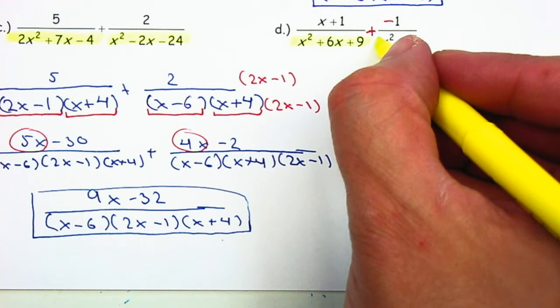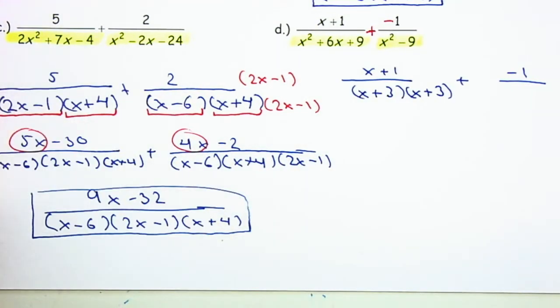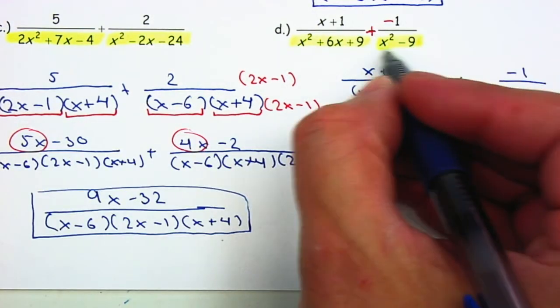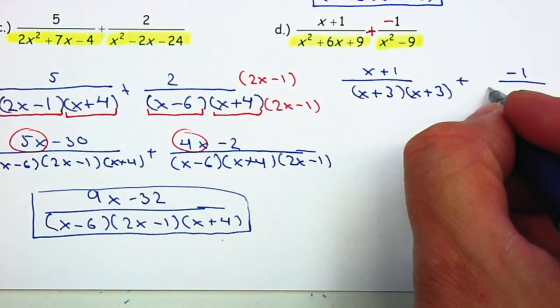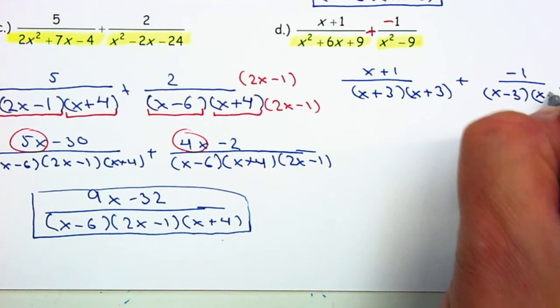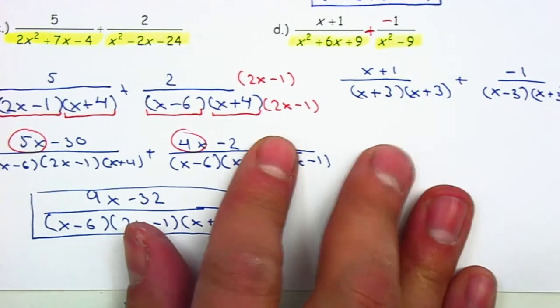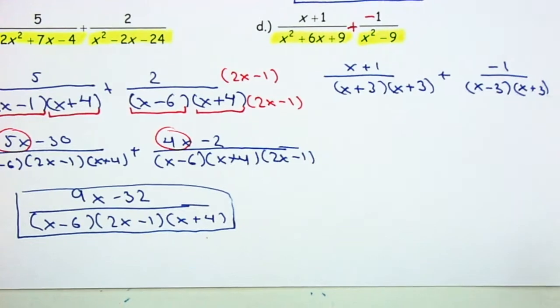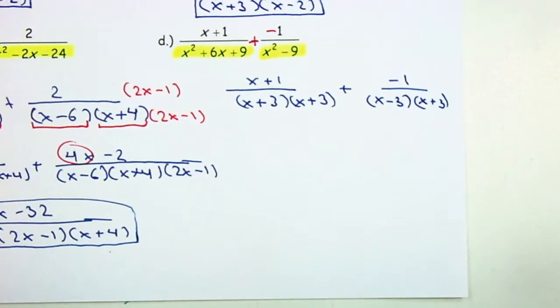Many of you guys should recognize that this is the difference of two squares by now. x is a square, x squared is a square, 9 is a square. So it should be double parentheses, x minus 3 and x plus 3. Now, I want to be able to make them the same denominator.